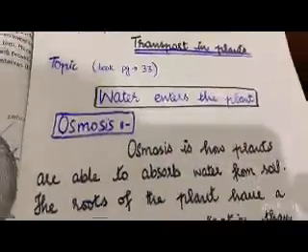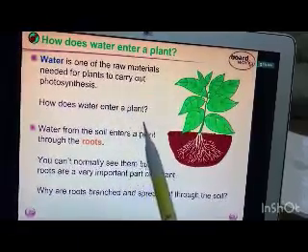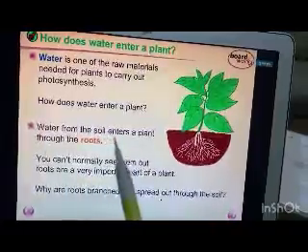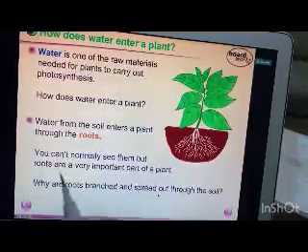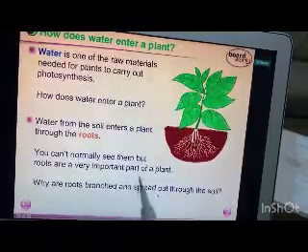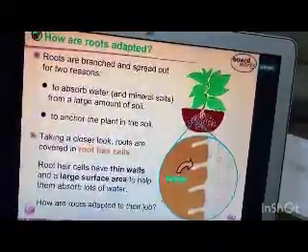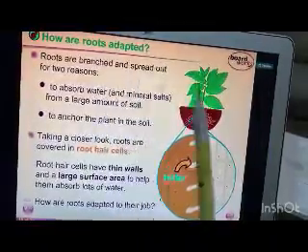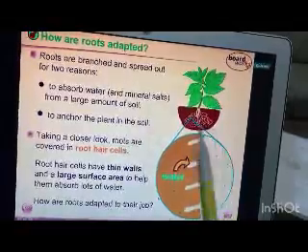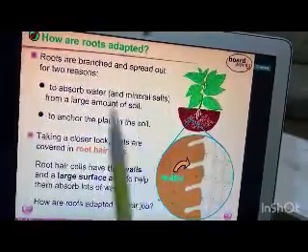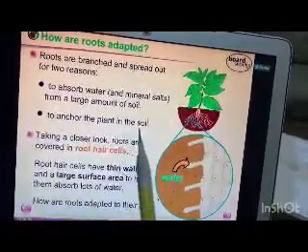What raw materials are needed for plants to carry out photosynthesis? How does water enter a plant? Water from the soil enters a plant through the roots. You cannot normally see them, but roots are a very important part of the plant. Why are roots branched and spread out through the soil? There are two reasons: to absorb water and mineral salts from a large amount of soil, and to anchor the plants in the soil.